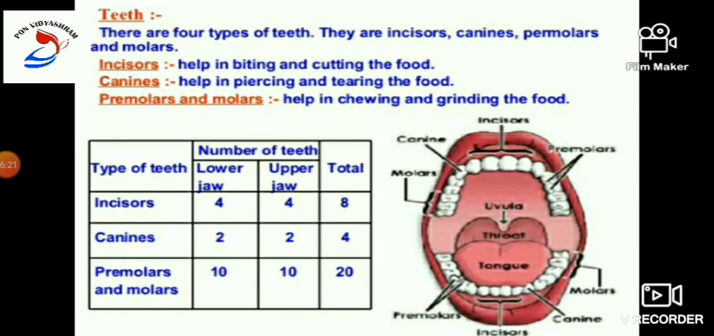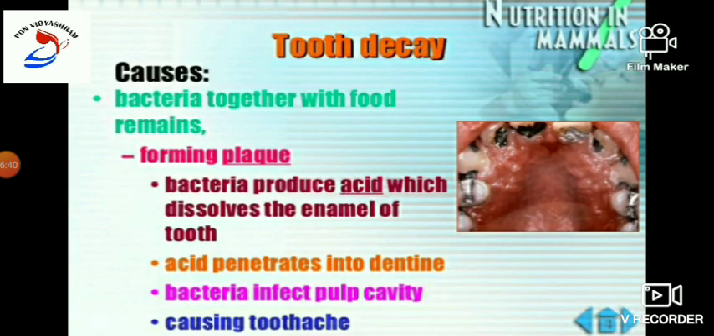Can you see this box? Type of teeth, number of teeth. Incisors: lower jaw we have 4, upper jaw we have 4, total 8. Canines: lower jaw 2, upper jaw 2, total 4. Premolars and molars: 10 in the lower jaw, upper jaw 10, totally 20.